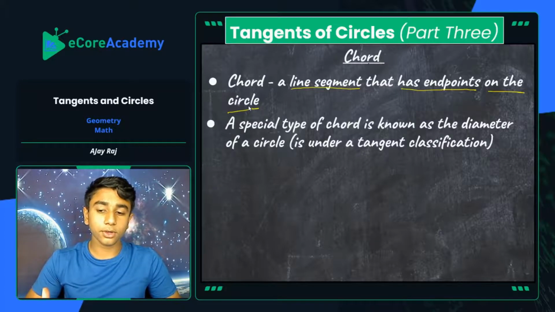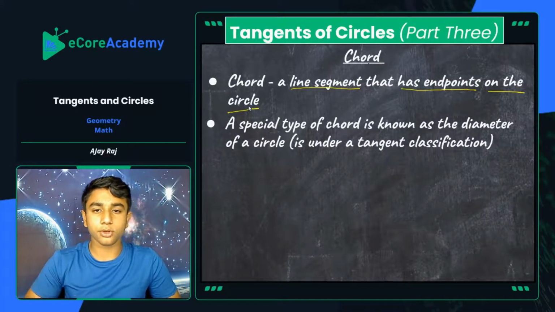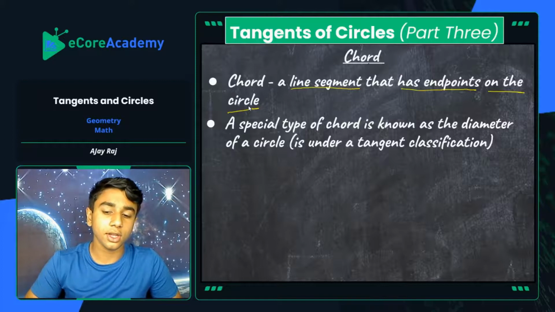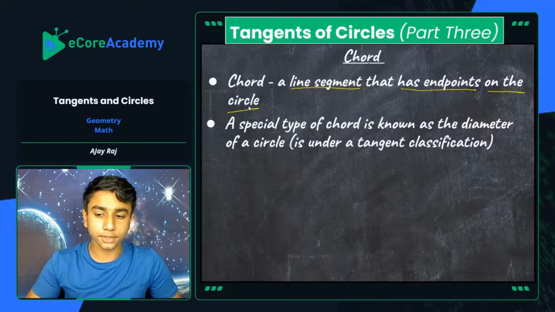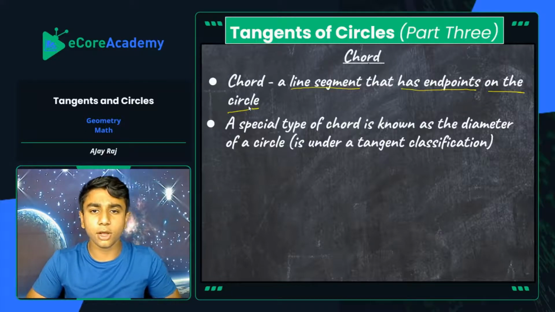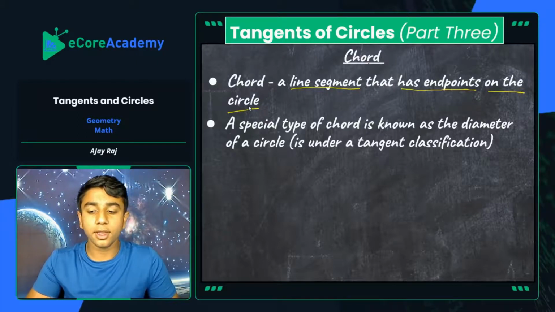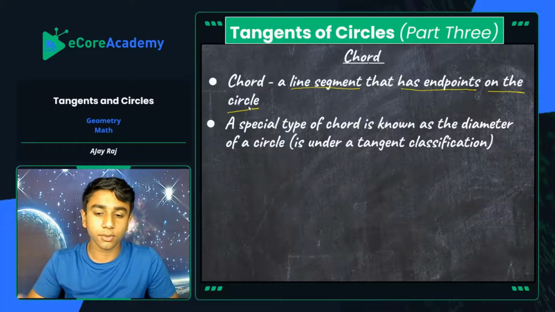So a special type of chord is known as the diameter of a circle, which I'm sure all of you are familiar with coming into this video. A diameter of a circle is basically a line that extends and touches 2 points of a circle. It's a line segment that touches 2 points on the circle and also intersects the center. And a chord is under tangent classification in this video, meaning I'll be including chords underneath the classification of tangents, but they are separate artifacts. But in theorems, they'll be referred to and also inferred as part of tangents when referring to the theorems.